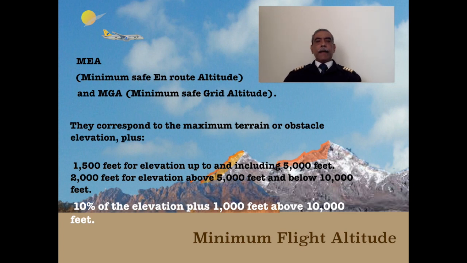Two more, the minimum safe en route altitude and the minimum safe grid altitude. They correspond to a maximum terrain or obstacle elevation plus 1500 feet for elevation up to and including 5000 feet, and 2000 feet for elevation above 5000 feet and below 10,000 feet, and 10% of the elevation plus 1000 feet above 10,000 feet. So these are the legal requirements to be fulfilled for the minimum safe en route altitude and minimum safe grid altitude.